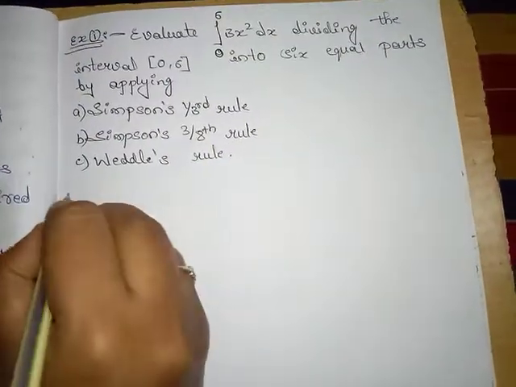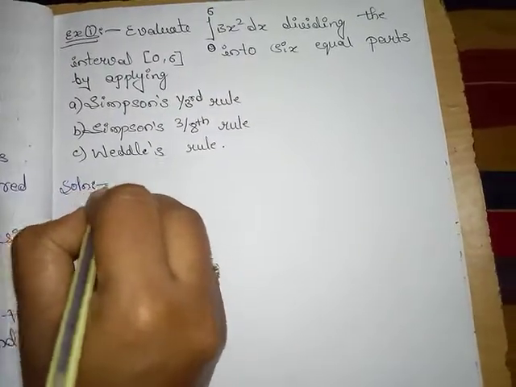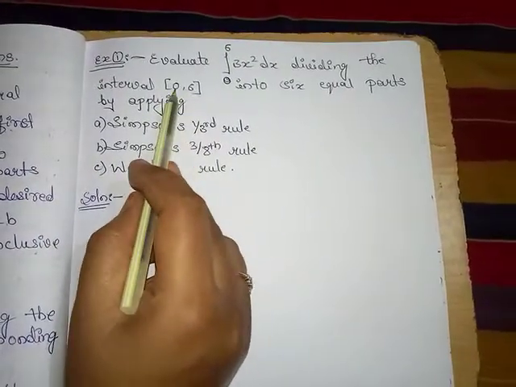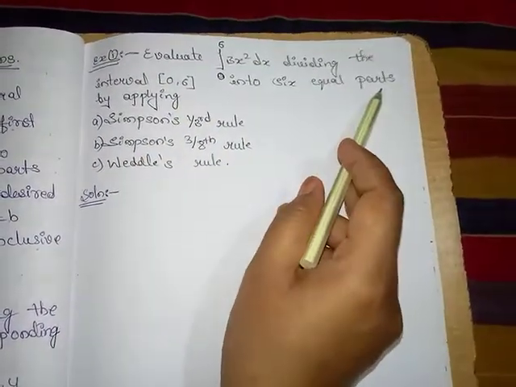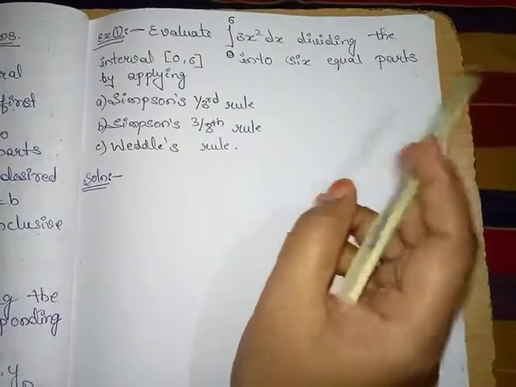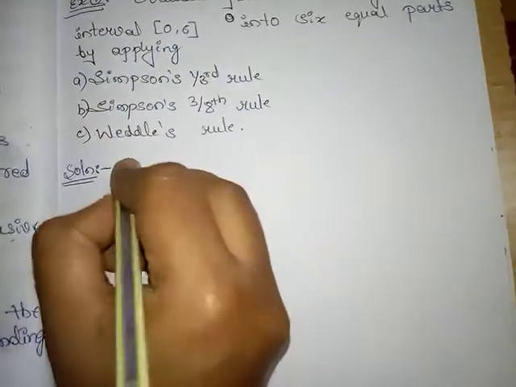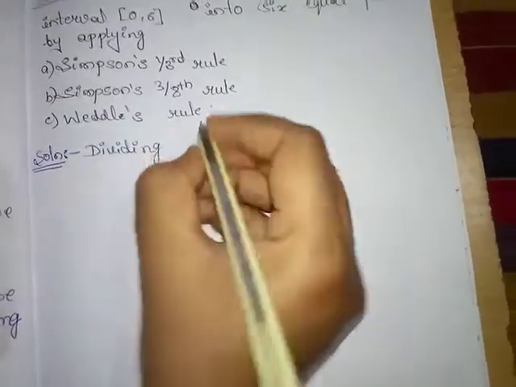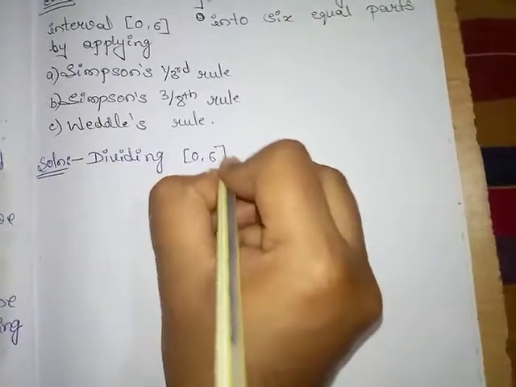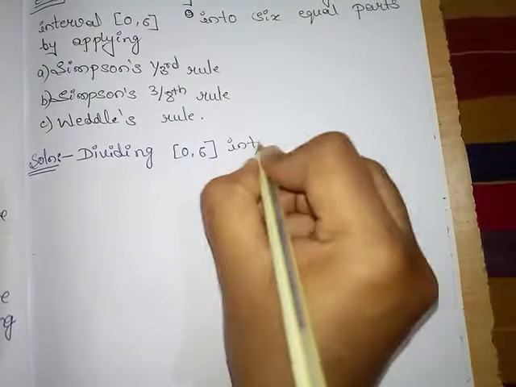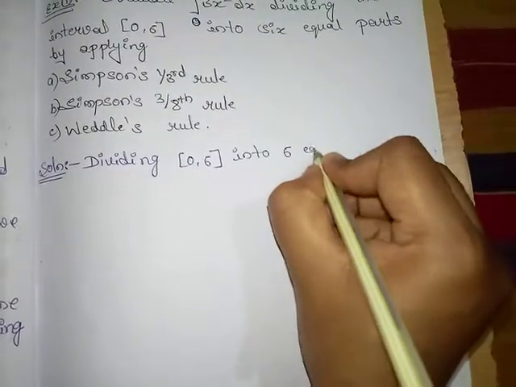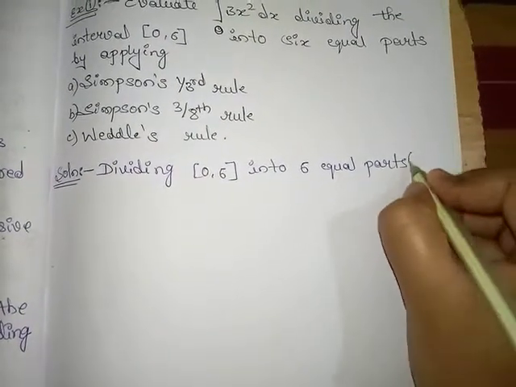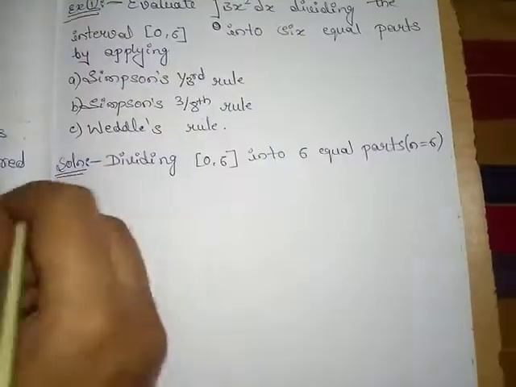Okay, first one, solution. We have to apply the first step here. First step is what? We have to divide this interval into 6 equal parts. Before that, we have to find the width. Solution, dividing 0, 6 into 6 equal parts, that is n is equal to 6.